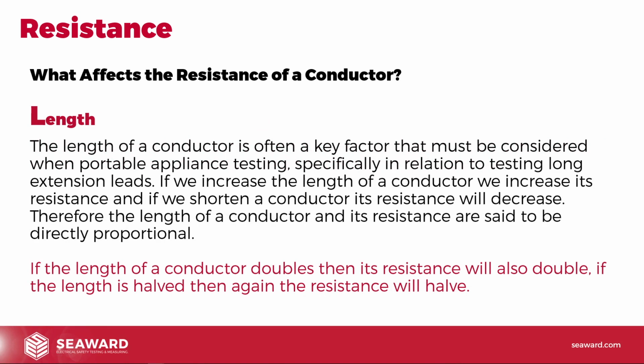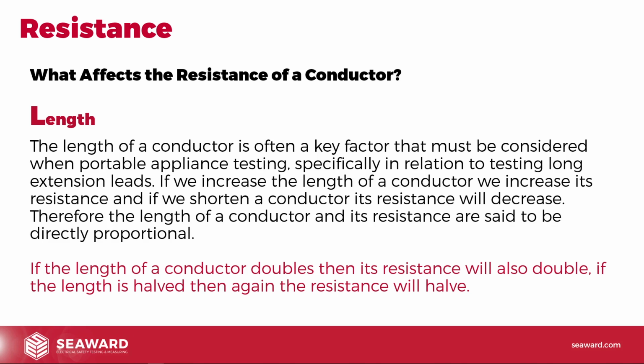So the next property in MULT is L for length. The length of a conductor is often a key factor that must be considered when portable appliance testing, specifically in relation to testing long extension leads. If we increase the length of a conductor, we increase its resistance. And if we shorten a conductor, its resistance will decrease. Therefore, the length of a conductor and its resistance are said to be directly proportional. So if the length goes up, the resistance goes up; length comes down, resistance goes down.